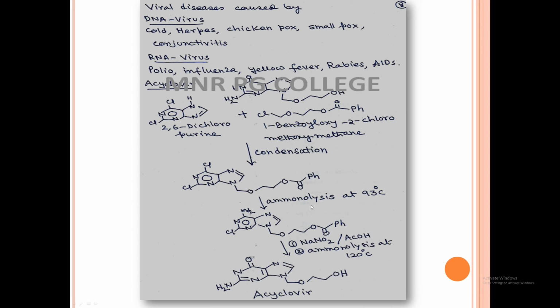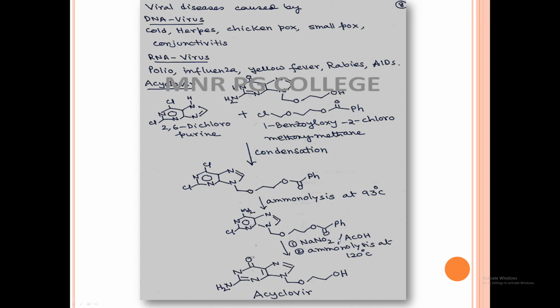Next is the aminolysis. Aminolysis means the sigma bond will break and the NH2 group will come. There are two chlorines here, and both of them could be replaced, so it is selective. At 93 degrees centigrade, the Cl which is ortho with respect to one nitrogen and para with respect to another nitrogen gets replaced.